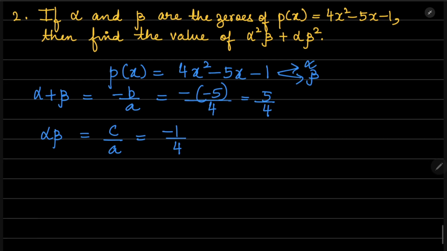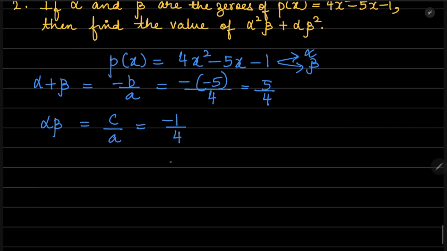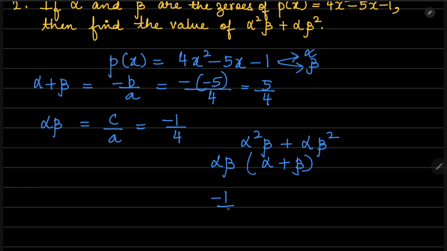Now what you have to find? To find alpha square beta plus alpha into beta square. Take alpha beta common. So what do you have? Alpha plus beta remains. What is alpha beta? Minus 1 by 4 multiplied by, what is alpha plus beta? The sum of the zeros, 5 by 4. So what is this value? Minus 5 by 4 into 4, 16. This is your answer.